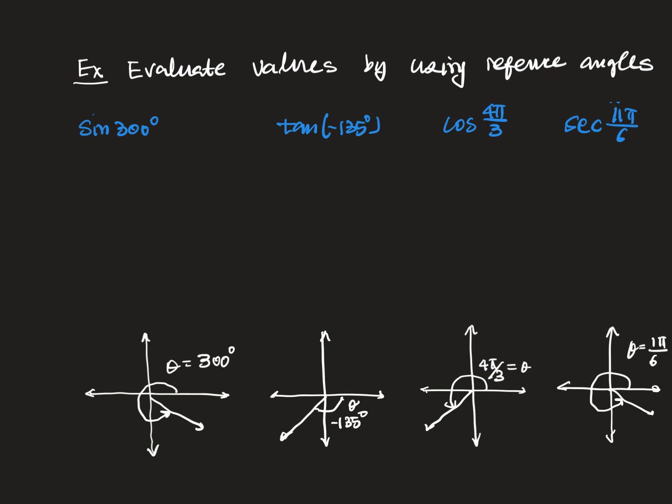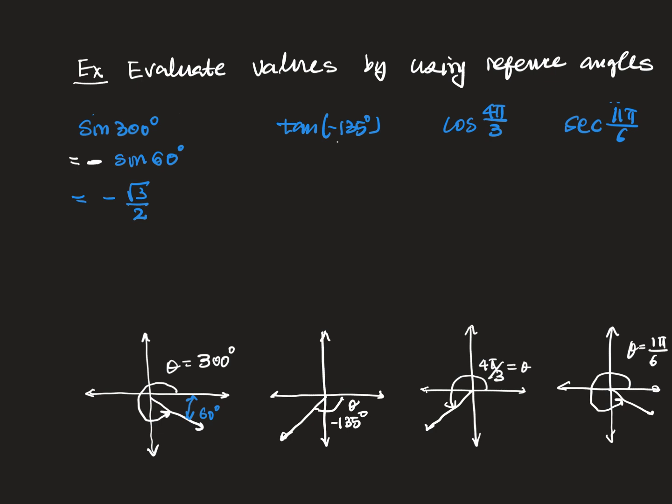Sine 300. This is quadrant 4, where sine is negative. Then we find the reference angle, which is 60. So sine 300 is sine 60, but since it's quadrant 4 the value is negative, so that's negative square root 3 over 2. It doesn't depend on the unit circle or memorization. You just need to understand the reference angle and trigonometry for a right triangle.